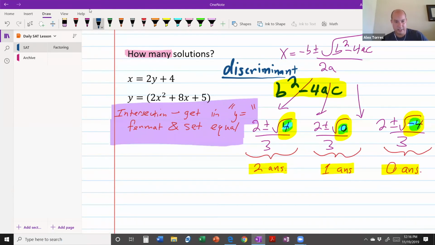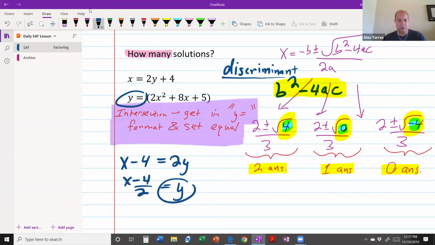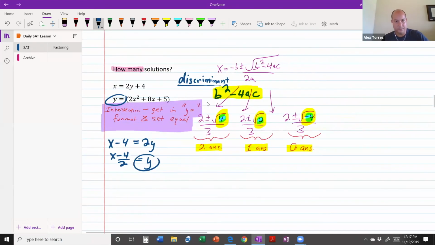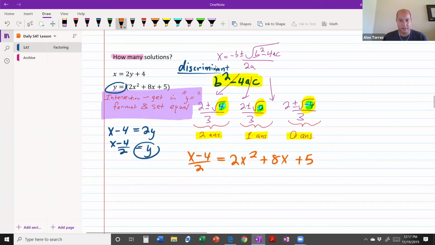So what I mean by this here is we're going to solve for y in the top equation. So take away 4 from both sides, divide by 2. So you get y equals x minus 4 over 2. So the first one's already in a y equals format. And now we've gotten the second one in a y equals format. So the rule in purple there says, get them both in that y equals format and then set those equal to each other. So now we're going to do x minus 4 over 2 equals 2x squared plus 8x plus 5. And this just looks like a handful, but keep in mind we have something a little easier here because we're not looking for the actual solution.